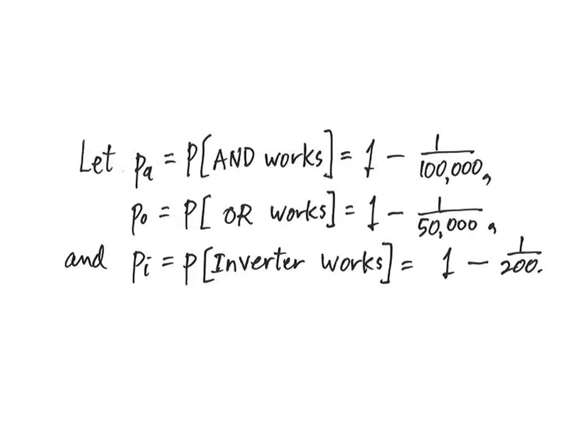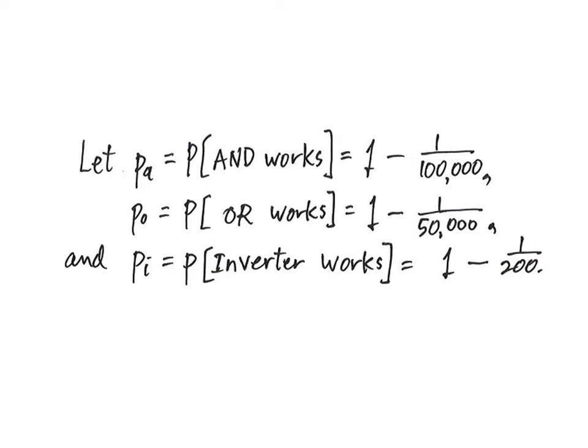Assume that the AND gates and the OR gates are fairly reliable. They work with probability P sub A for the AND gates. There's only one failure in every 100,000. And the OR gates fail 1 in 50,000, so their probability of working is 1 minus that.